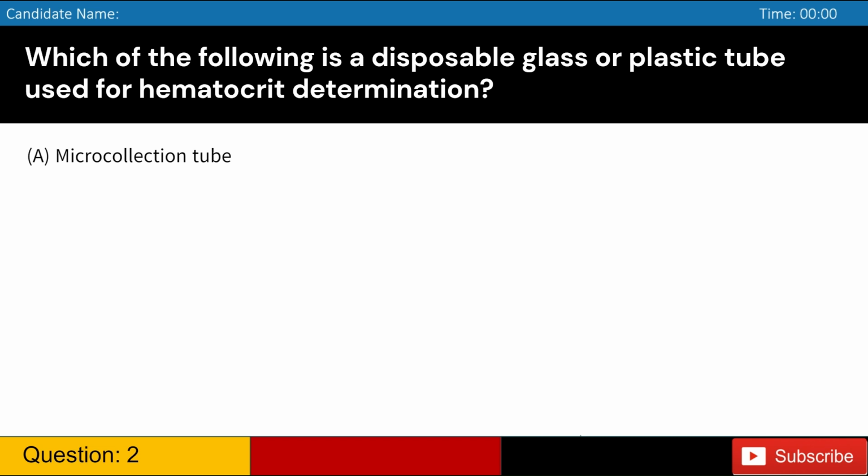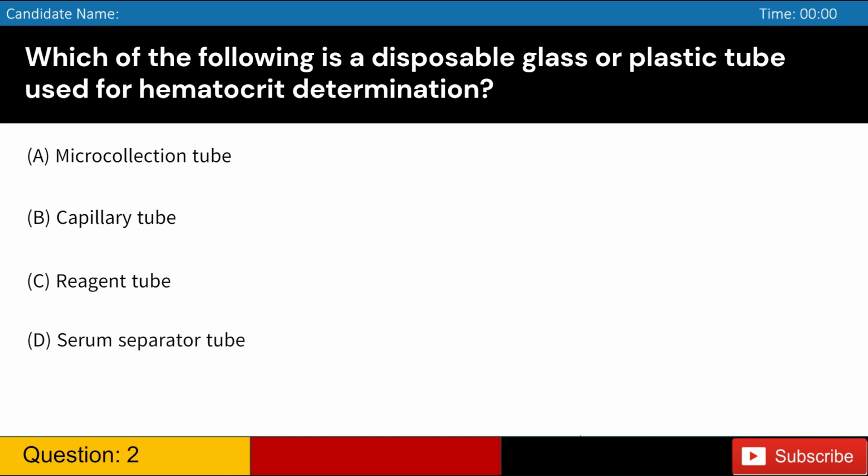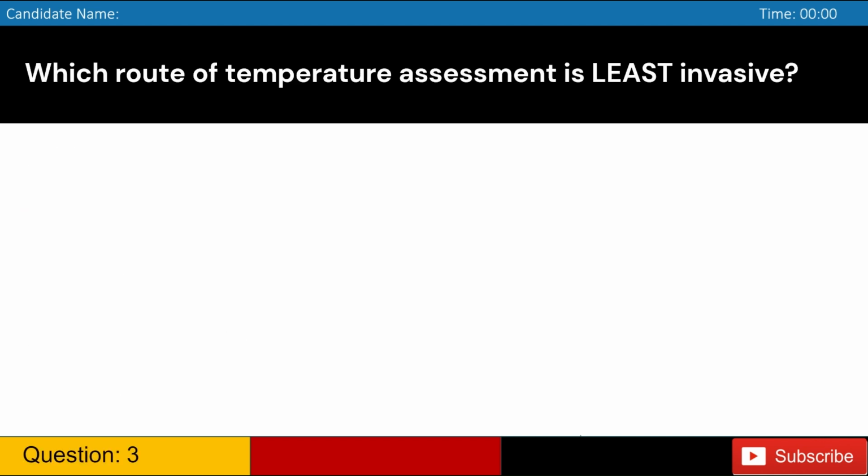A. Microcollection tube. B. Capillary tube. C. Reagent tube. D. Serum separator tube. E. Evacuated glass tube. Answer B. Capillary tube. Which route of temperature assessment is least invasive?